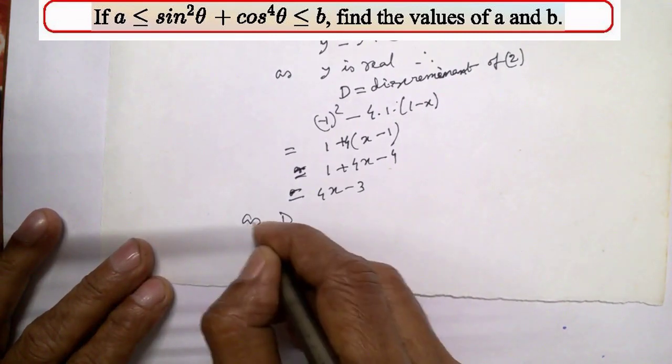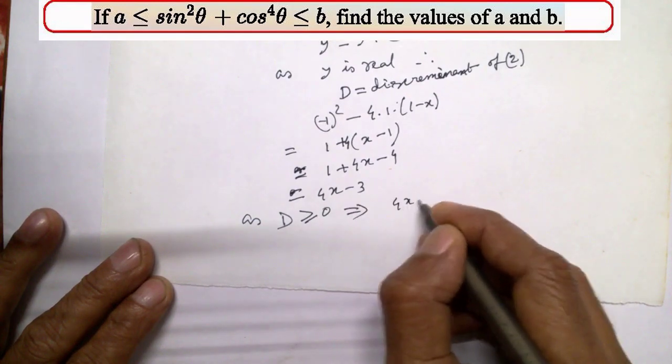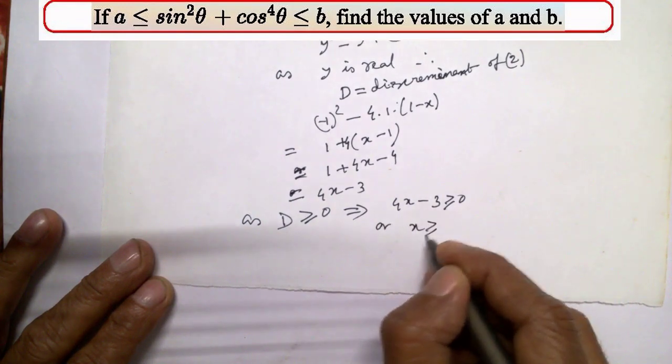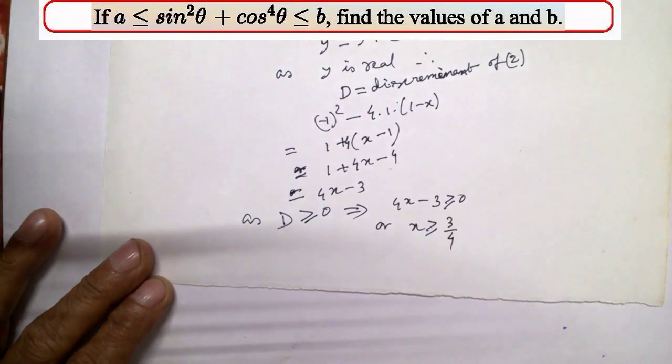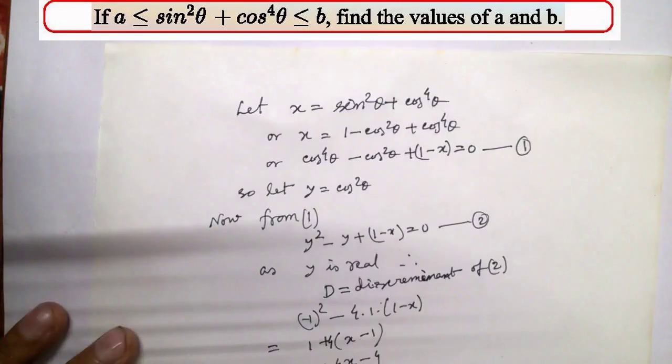As D is greater than or equal to 0, it implies that 4x minus 3 is greater than or equal to 0, or x is greater than or equal to 3 by 4. Therefore the least value of x is 3 by 4.